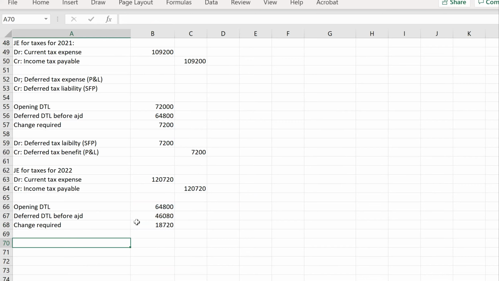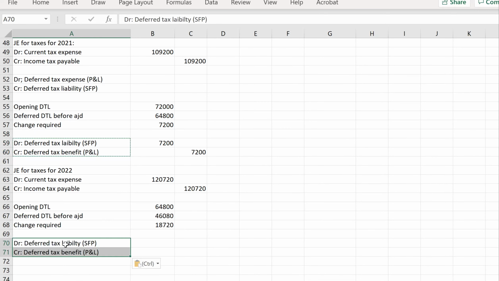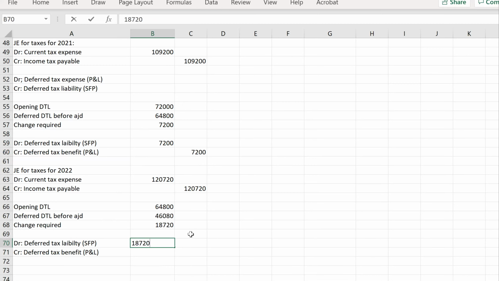So we're going to do the same entry that we did before right here, whereas we're debiting the deferred tax liability and we're crediting the income statement. So it's actually like the opposite of a tax expense. It's a tax benefit. And here, this is going to be our 18,720 and 18,720. So we've been reducing our future tax expense each period from what we had first put on the books in 2020. Now we're bringing it down as time goes by.